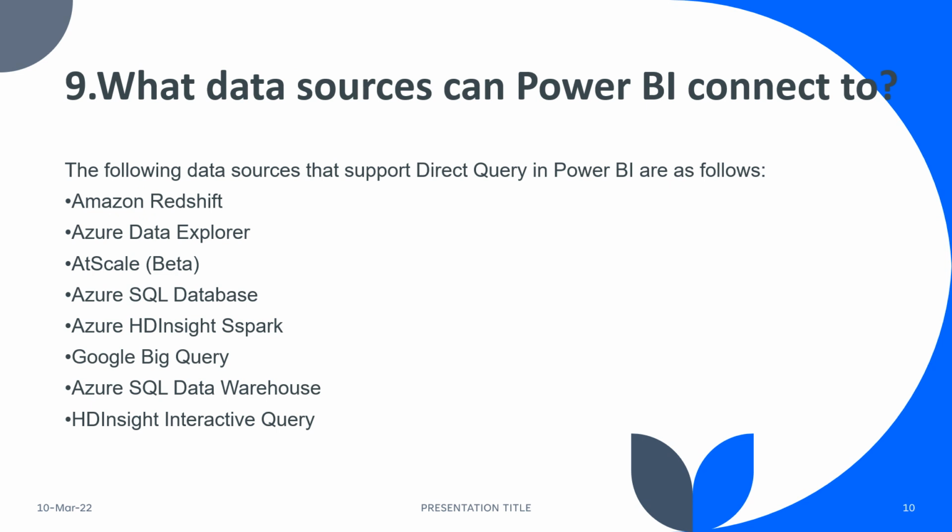Question number 9. What data sources can Power BI connect to? The following data sets support direct query in Power BI. Answer is Amazon Redshift. Number 2 Azure Data Explorer. Number 3 AtScale Beta. Number 4 Azure SQL Database. Number 5 Azure HDInsight Spark. Number 6 Google BigQuery. Number 7 Azure SQL Data Warehouse. And number 8 HDInsight Interactive Query.